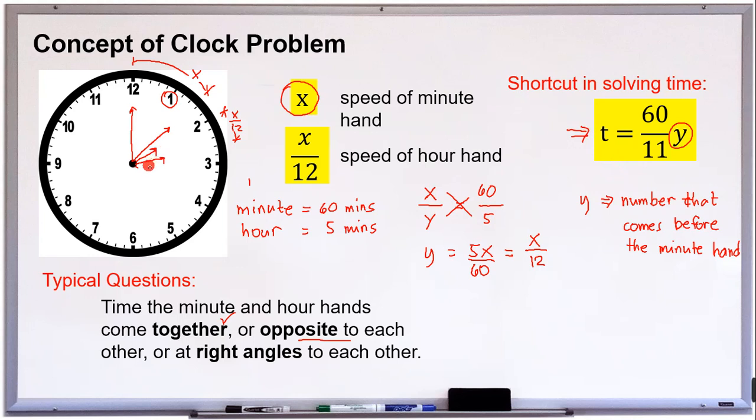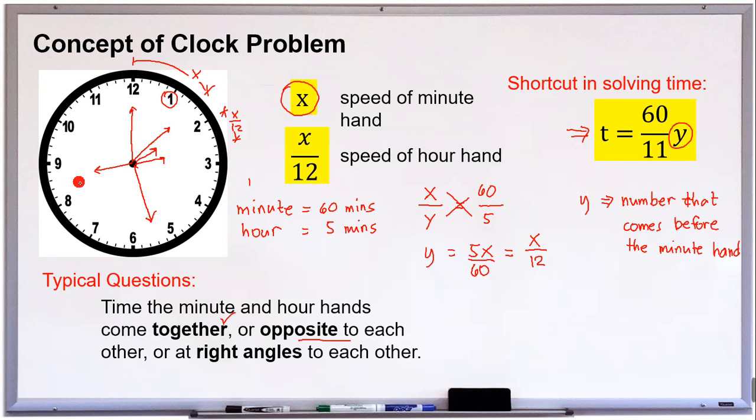That's it. So that is how you're going to use this shortcut formula. Or let's have another example. Let's say the minute hand falls between numbers 5 and 6, and then our hour hand is between 8 and 9. So the time here is 8 o'clock, and we don't know the number of minutes.